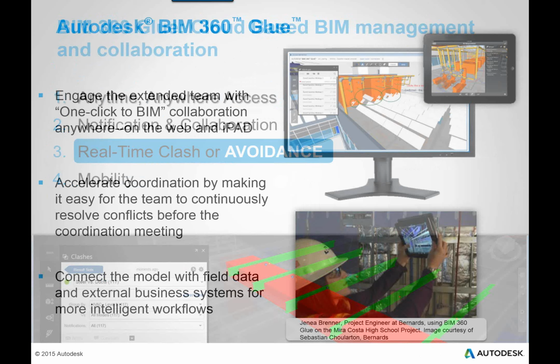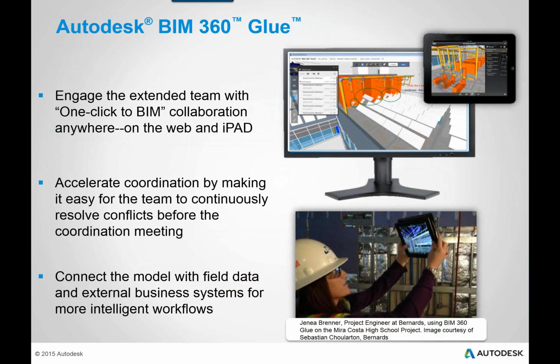BIM 360 Glue enables one-click collaboration for all project stakeholders. This quick collaboration enables you to use simple tools that the project team can use to check their own work and rapidly make changes. One of the things that really is unique about BIM 360 Glue is its integration and design tools that allow you to use 50 different types of file formats. Think of it basically like a multi-lingual translator. This gives you the ability to look at any file format, not just Revit format.